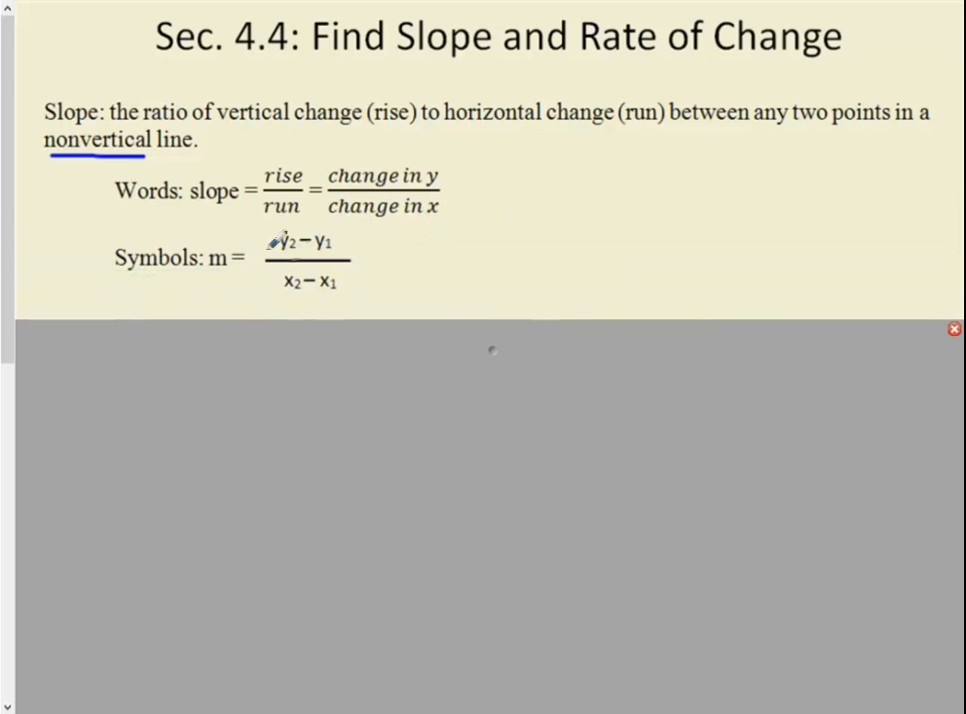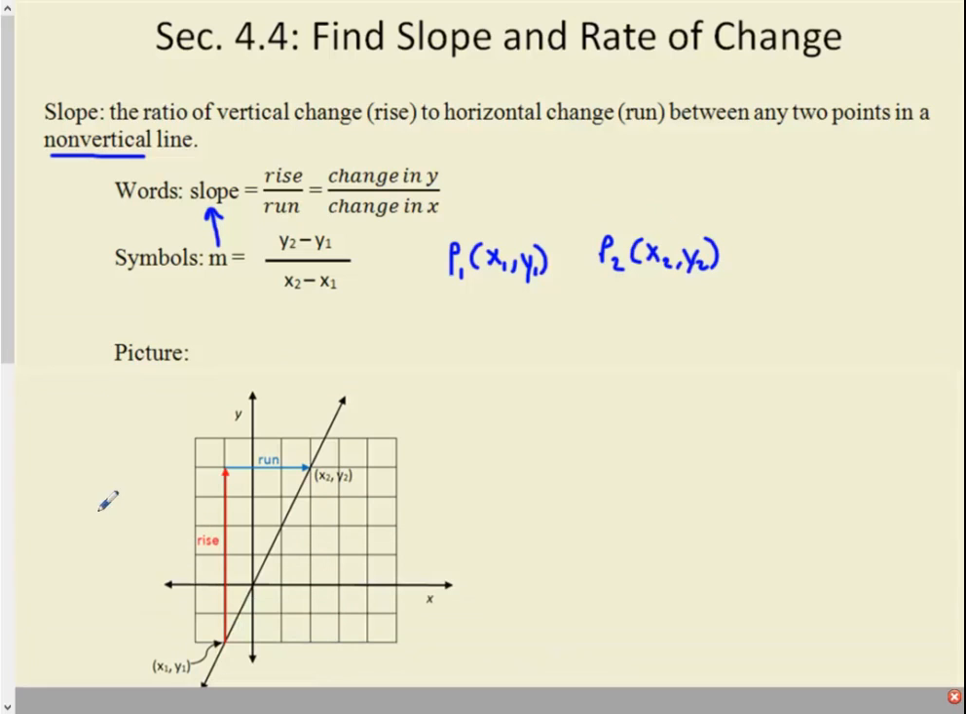And in symbols we typically use m to represent slope, and this is equal to the change in y shown by y2 minus y1 over the change in x shown as x2 minus x1. This comes from having a point P1 that has coordinates x1, y1, and then point P2 will have coordinates x2, y2. So in other words, look at the change in the y coordinates, y2 minus y1, over the change in the x coordinates, x2 minus x1.